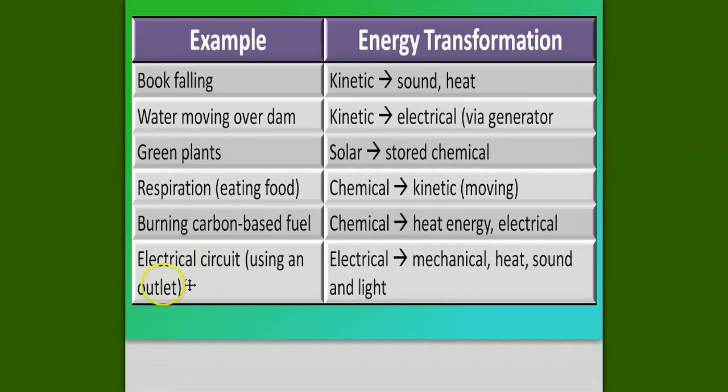Electric circuit using an outlet that you plug into the wall is electrical energy transforming or changing into mechanical energy, heat, sound, and light.